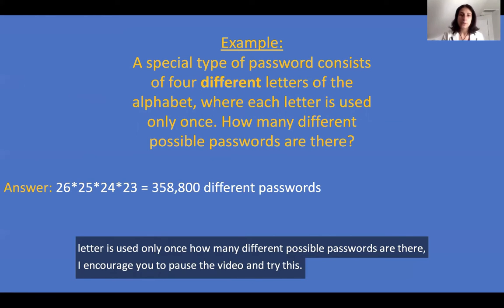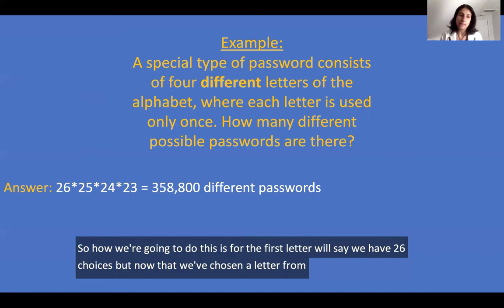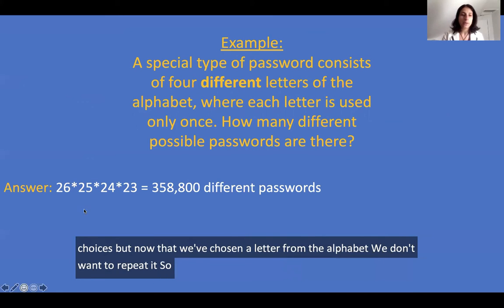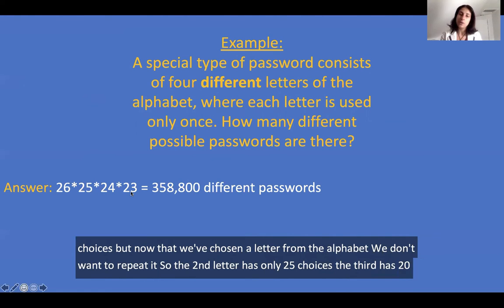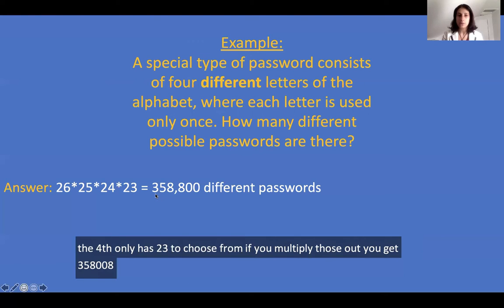So how we're going to do this is for the first letter, we'll say we have 26 choices. But now that we've chosen a letter from the alphabet, we don't want to repeat it. So the second letter has only 25 choices. The third has 24, and the fourth only has 23 to choose from. If you multiply those out, you get 358,800 different possible passwords.